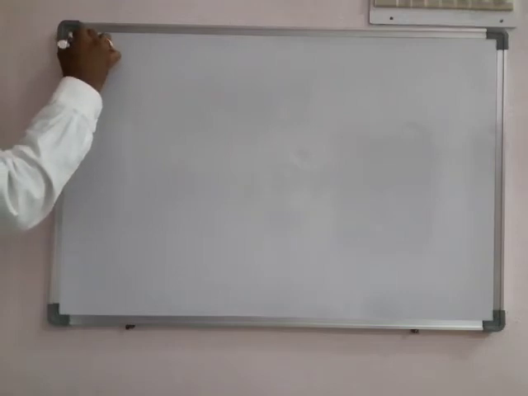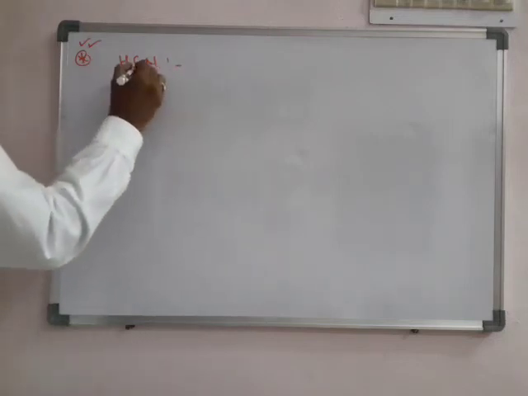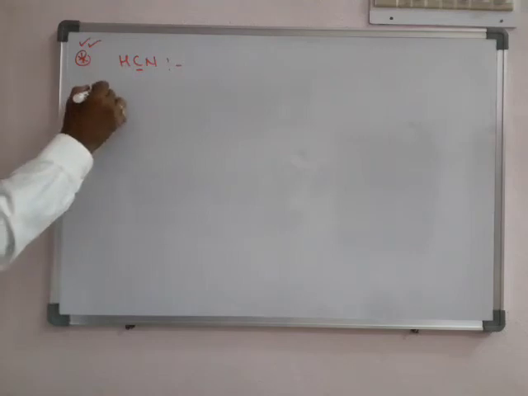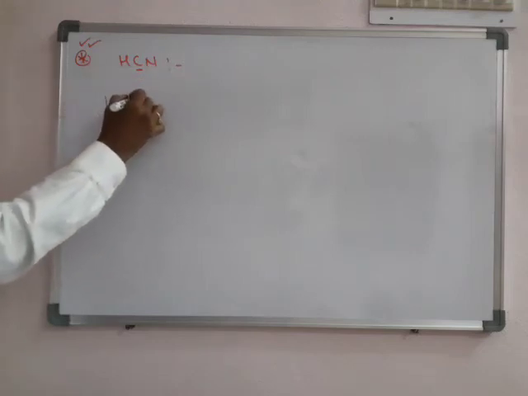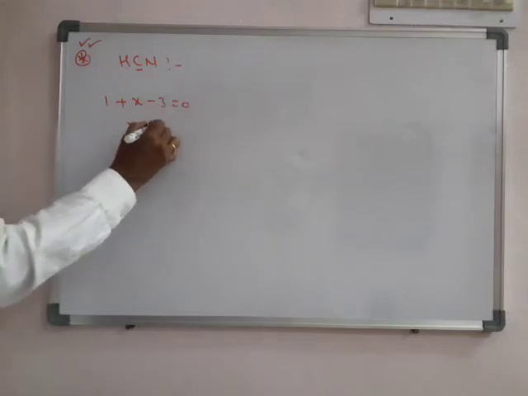Next is a very important one, that is HCN, hydrogen cyanide. What is the oxidation number of carbon? Hydrogen is +1, so plus X. Nitrogen we take as -3. So X becomes 2.